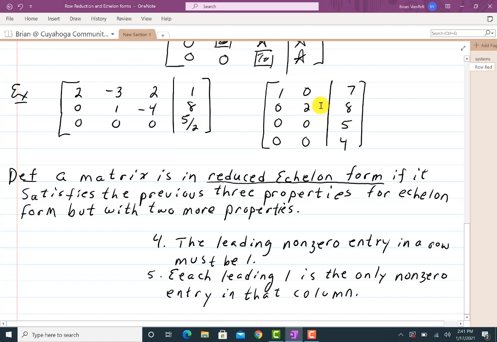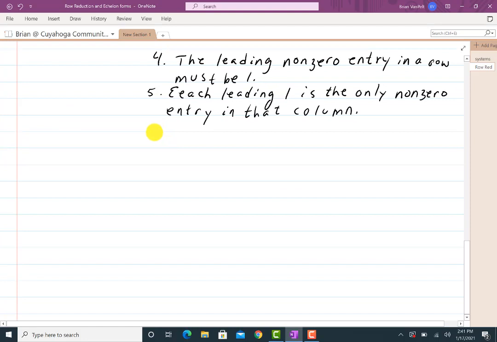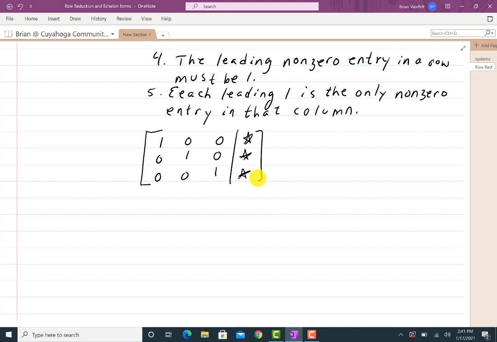Over here, this is pretty close, except this 2 should be a 1, and then this 5 here I could use to wipe out the items above and below it in order to get that diagonal look. So it's a little bit more. What we're looking for here then is something that looks like this. So it looks like what I was saying earlier, this is the gold standard, which is these reduced echelon forms.